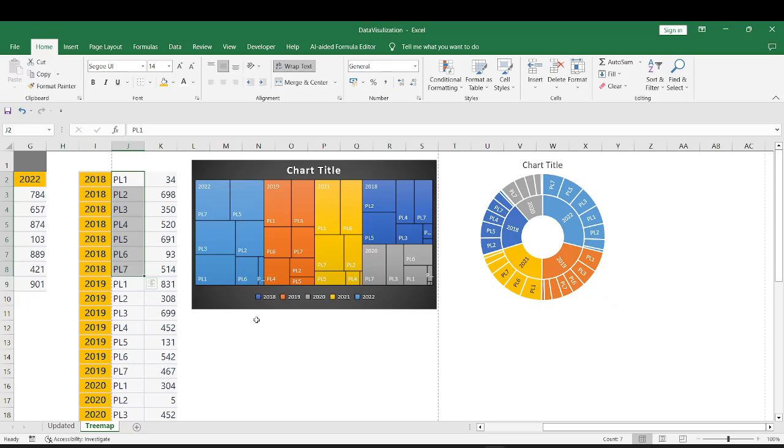This way, using the tree map or the sunburst chart, we can understand the performance of the same product based on two categories. One is the year which has produced the highest product, and within that year, which product was produced in more quantity. We can get these two comparisons, and in a single chart, we can get this clear information.